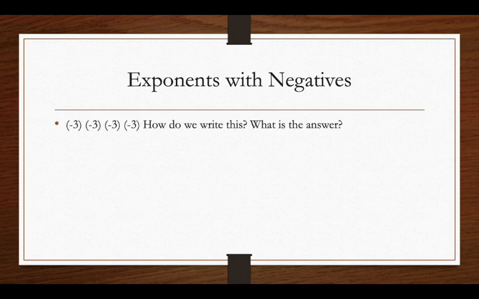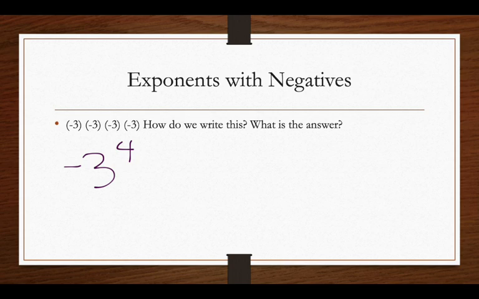Now we're going to have exponents with negatives. I'm going to put a negative inside there. I'll have negative 3 times negative 3 times negative 3 times negative 3. How do I write that with an exponent? Negative 3 to the power of 4. Be really careful. I go negative 3 to the power of 4. I'm going to disagree right now. I need to the power of negative 4.